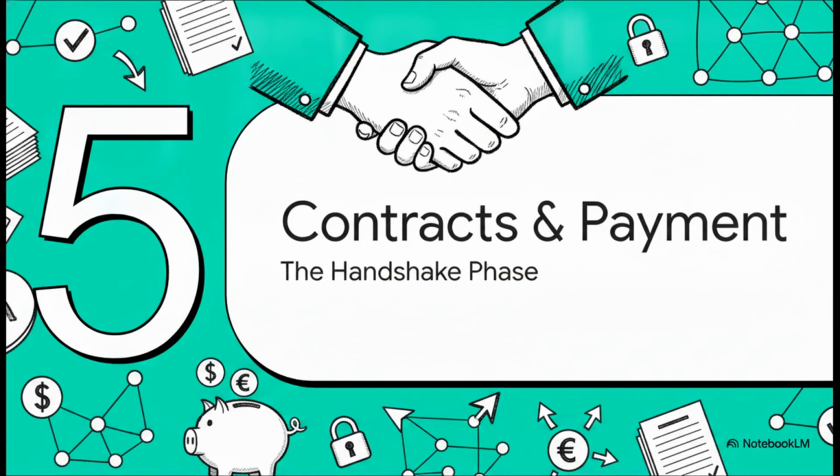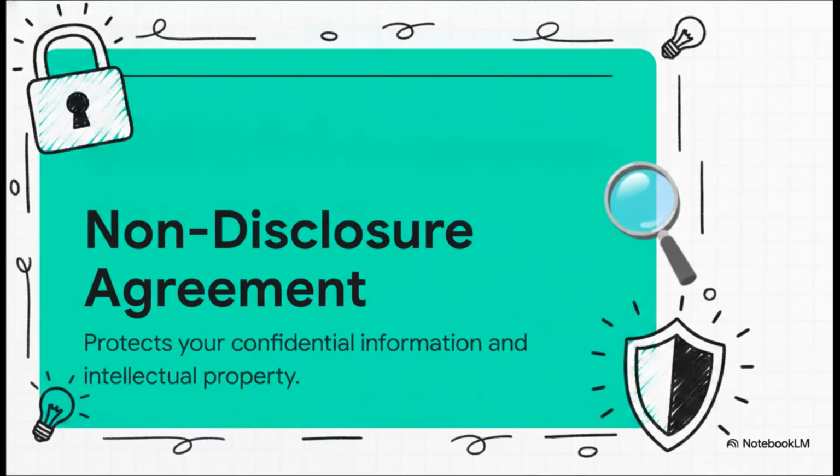Transitioning over to Section 5, contracts and payment models. Welcome to the paperwork. Let's do a really quick rapid-fire legal dictionary, starting with the NDA, or non-disclosure agreement. Listen, before you even show a vendor the inner workings of your business, this needs to be signed. It protects your confidential info and your intellectual property. It is your absolute first line of defense for protecting your brilliant ideas.